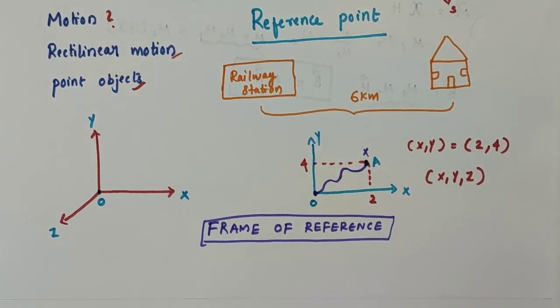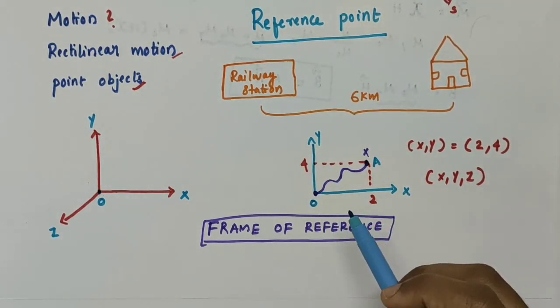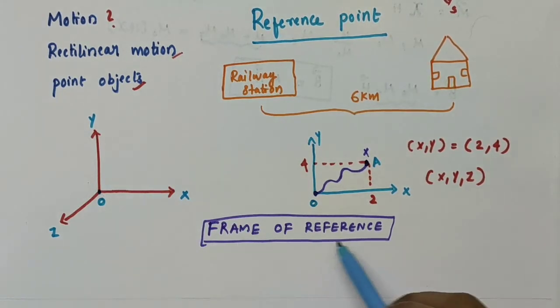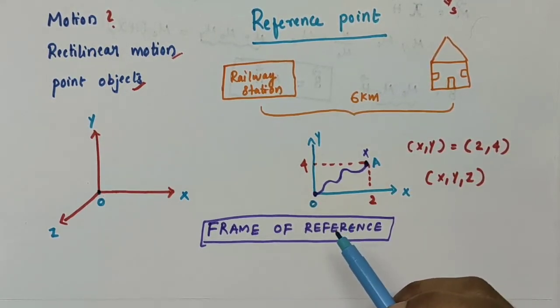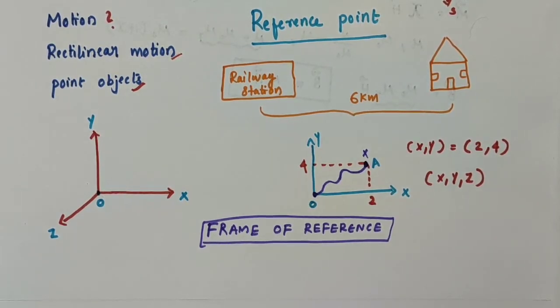Now, to measure time, we position a clock in the coordinate system. The coordinate system along with a clock constitutes a frame of reference. In simple words, we can define a frame of reference as any coordinate system with respect to which one can study the motion of another object.